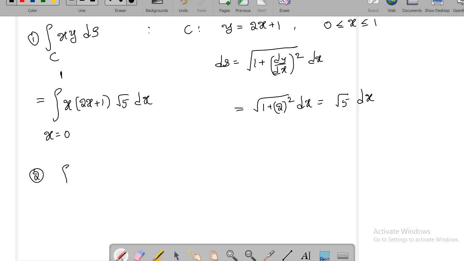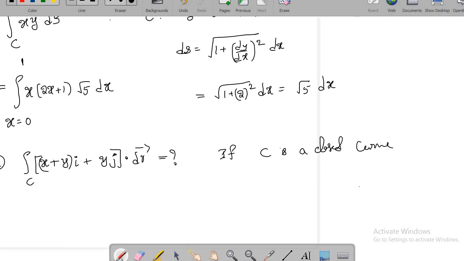So next, the second problem, integral along C. This time let us have a vector field. Let me start with x plus y i plus yj, dot dr. What is this if C is a closed curve that is given by the upper semicircle and the bottom line? The upper semicircular part is included, and the bottom line is also included.